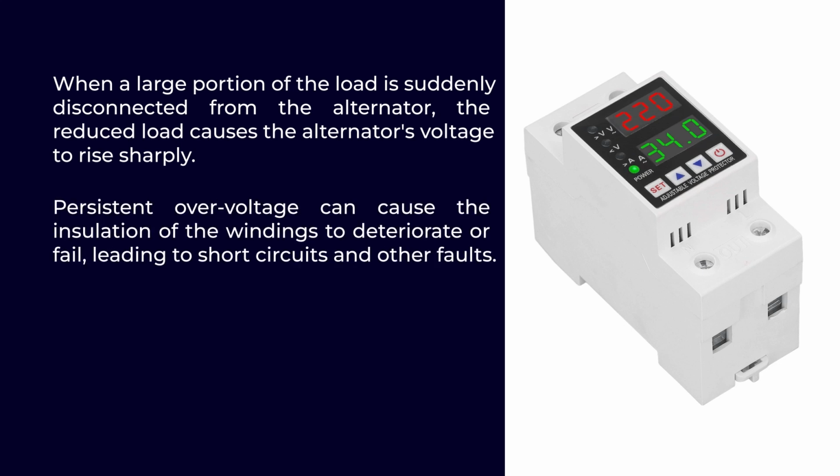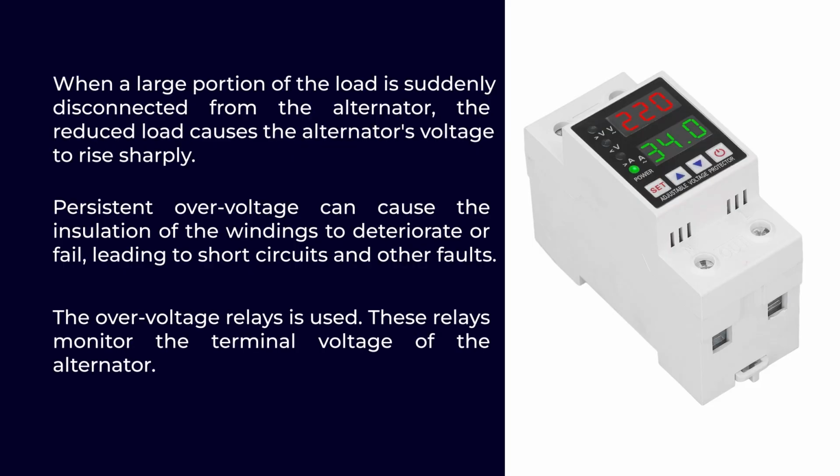Persistent overvoltage can cause the insulation of the winding to deteriorate or fail, leading to short circuits and other faults. Equipment connected to alternators, such as transformers and motors, can be damaged due to sustained overvoltage conditions. For protection from overvoltage, an overvoltage relay is used.